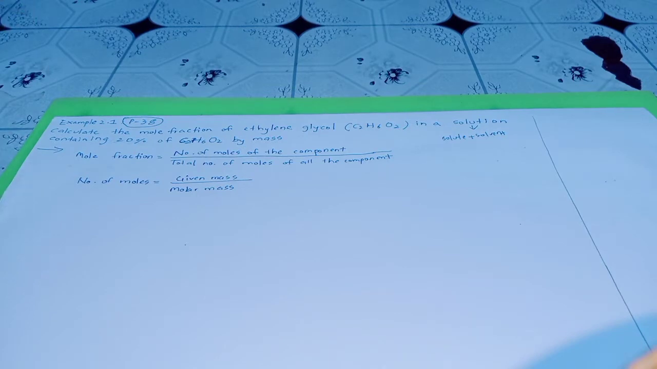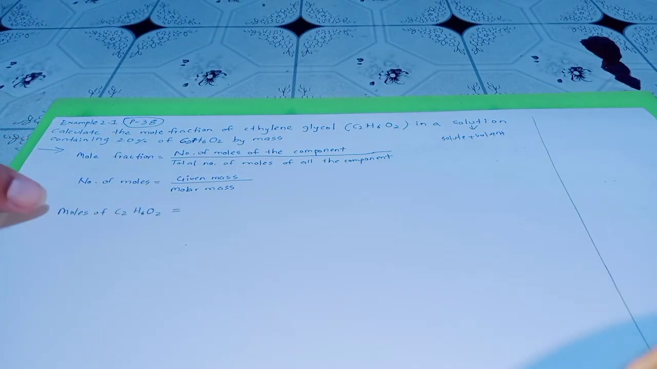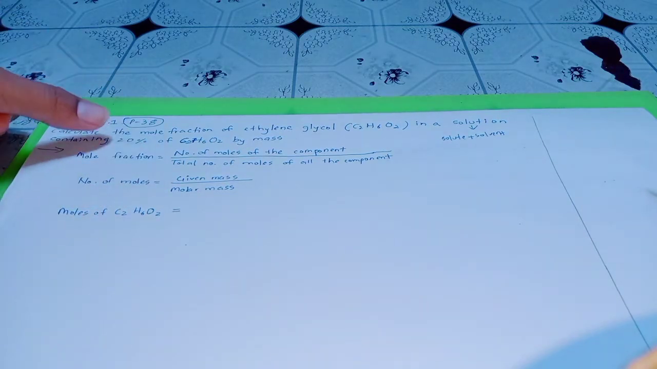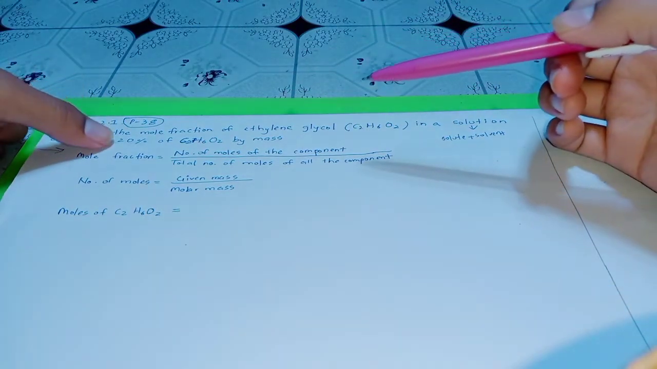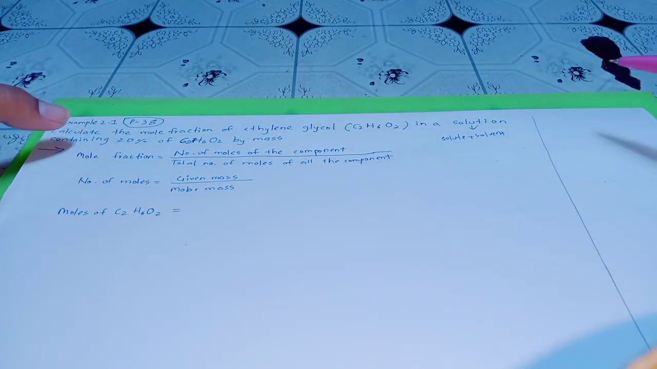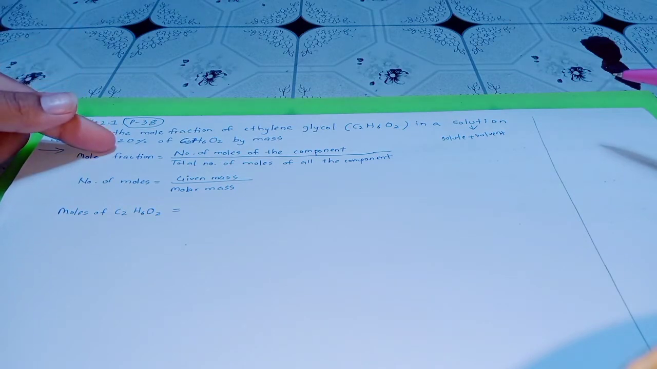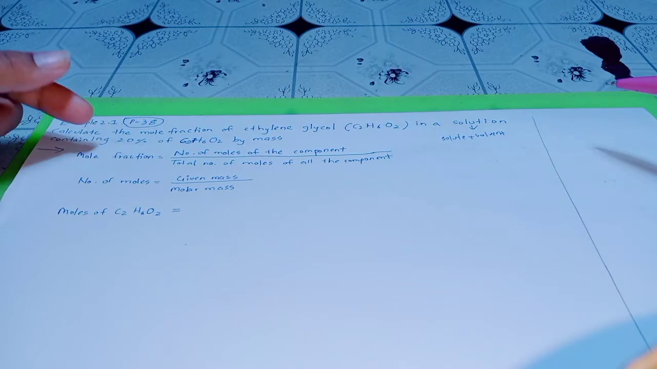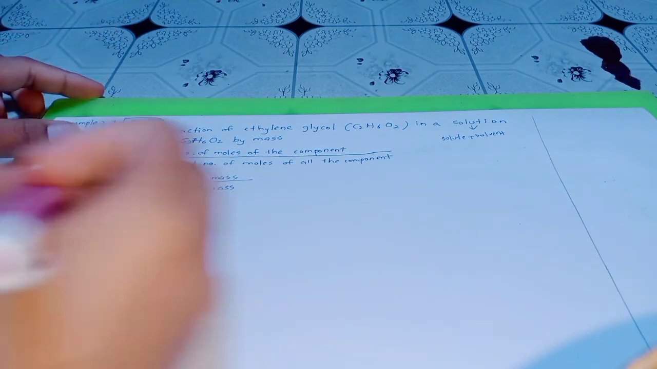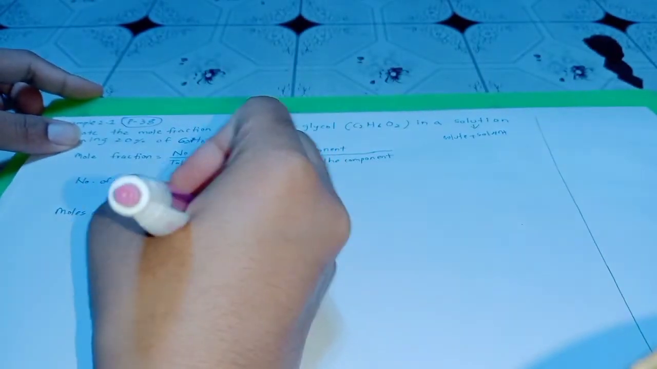Now let's find out the number of moles of ethylene glycol. What is the given mass? The given mass means the mass given by the question. If you read the question, it says containing 20% of ethylene glycol by mass, so you just change the 20% into mass. You can just write 20 as the given mass.